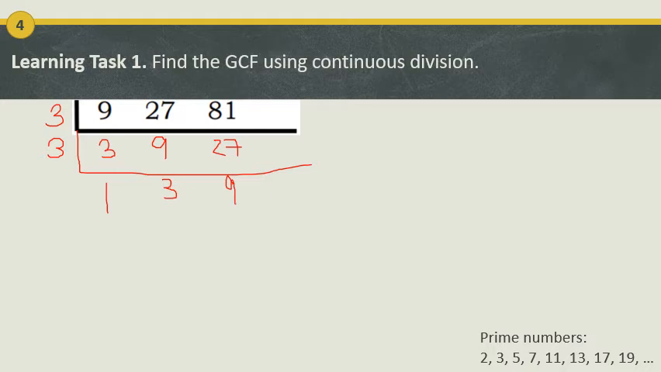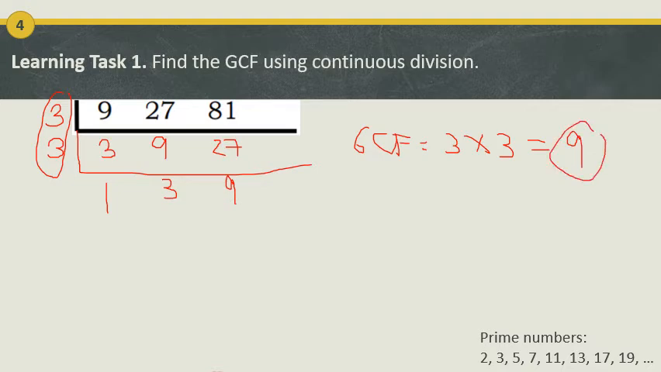Ganito rin yung clue natin kapag sa GCF. Pag meron na tayong 1 dito sa ating divisor, wala na tayong common factor dyan. So, ito na lang yung, titigil na tayo doon. Ito na lang yung ating ipagmumultiply. So, GCF equals 3 times 3. So, the answer will be 9. Ang kanilang GCF is 9.